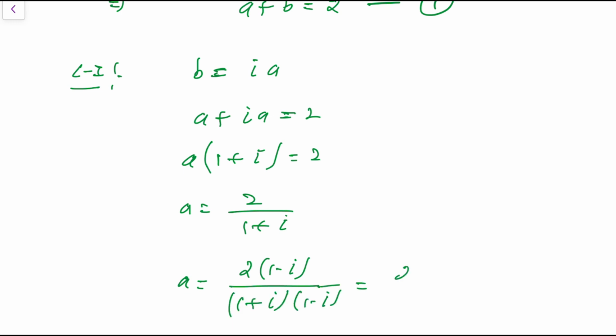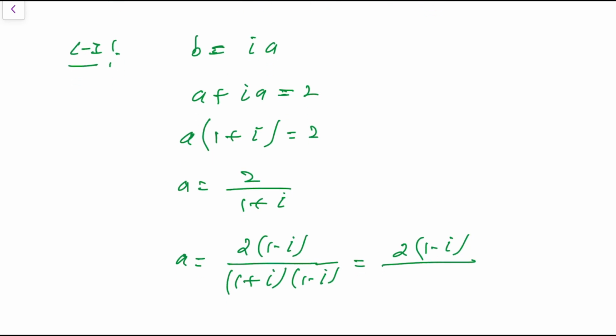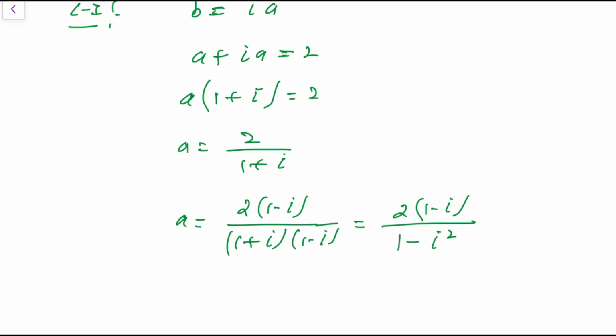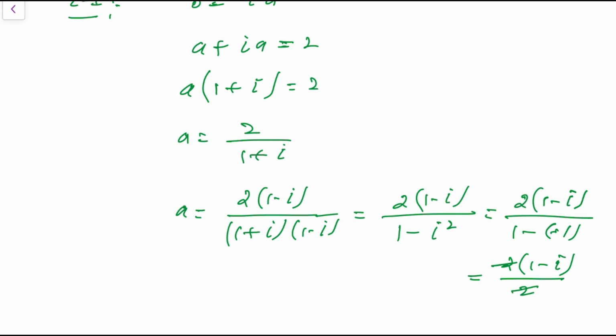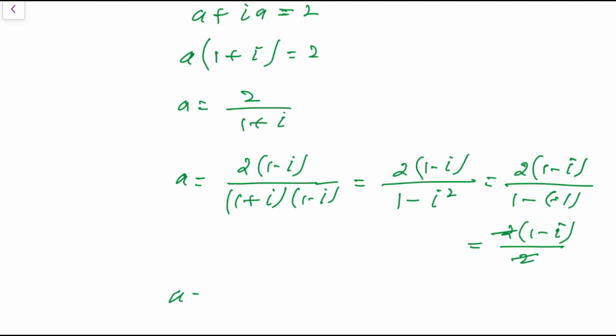So it can be written as twice of 1 minus iota divided by, 1 plus iota times 1 minus iota, which is 1 minus iota square. And the value of iota square is minus 1. So the resultant will be twice of 1 minus iota divided by 1 minus minus 1, which is twice of 1 minus iota divided by 2. These two quantities cancel out, so the value of a will be 1 minus iota.